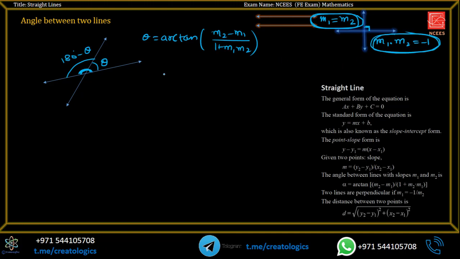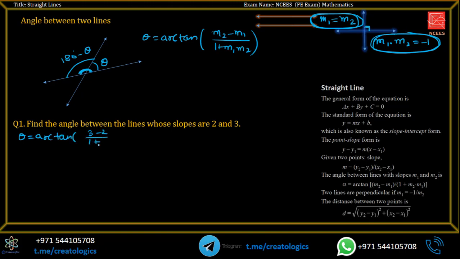Okay, so let us solve some problems on this. First is to find the angle between the lines whose slopes are already given to you. You can directly use this formula to get the answer. So I will use theta is equal to arctan of (3 minus 2) over (1 plus 3 times 2). That gives me arctan of 1 over 7, which on using the calculator gives 8.13.